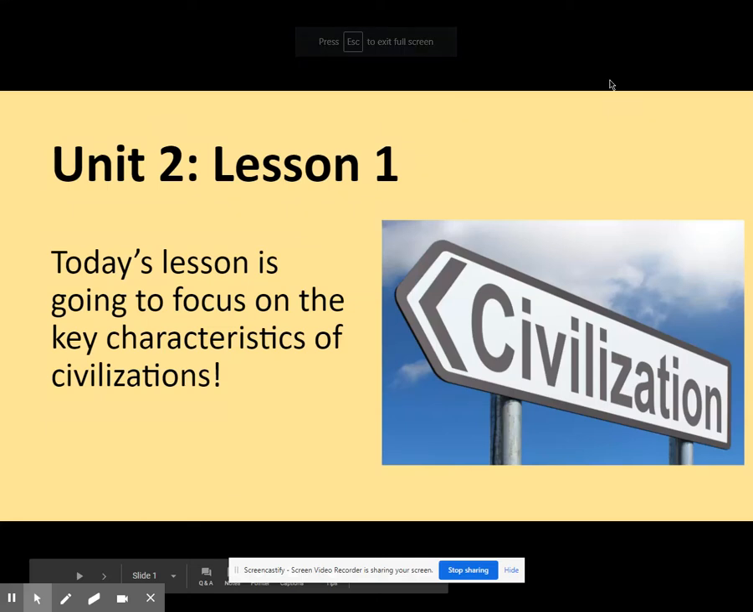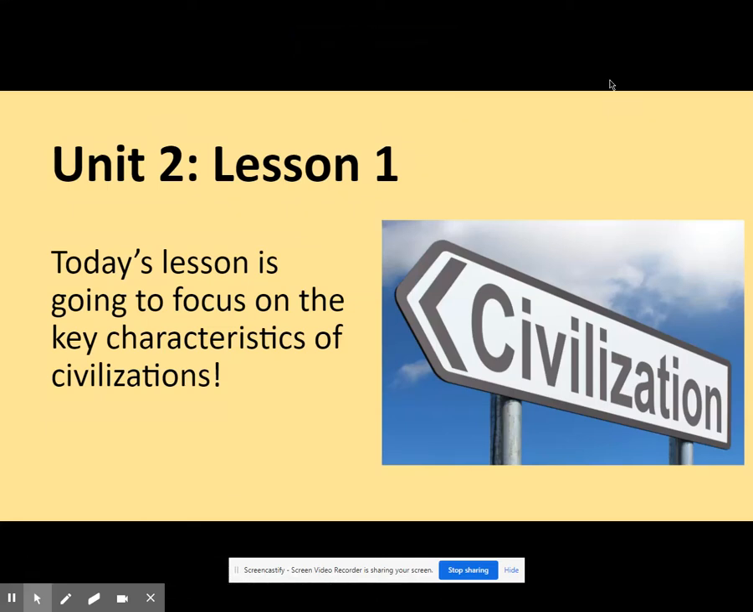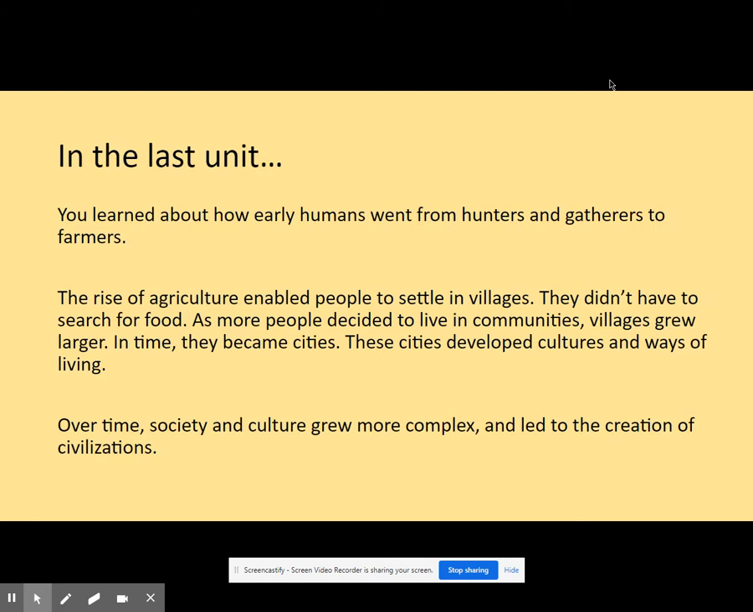Hey everyone, so we are starting Unit 2 and we are looking at the region of Mesopotamia. But we're going to focus today's lesson number 1 on the key characteristics of a civilization because that's where we kind of left off with Unit 1. We were looking at how these farming villages turned into civilizations. So it's really important to know what those are.